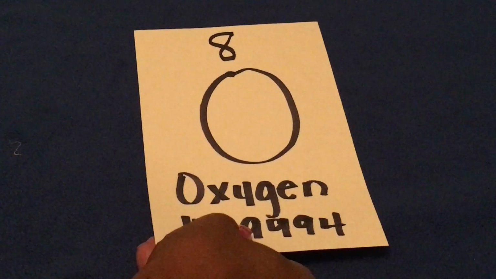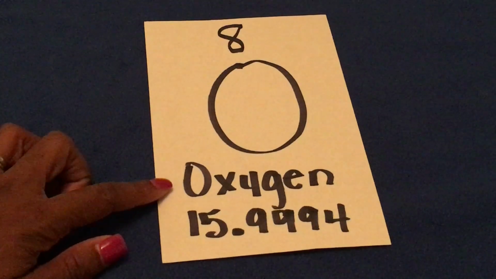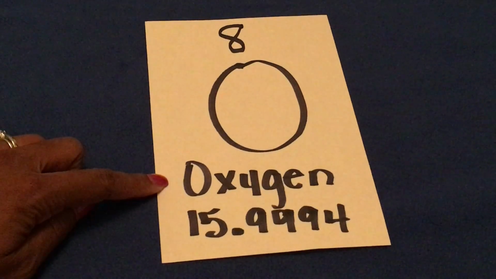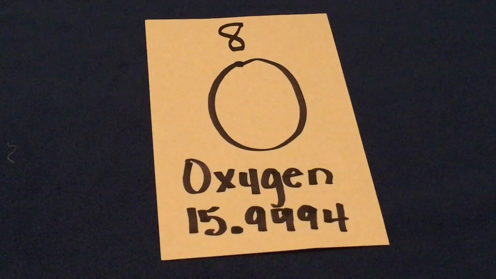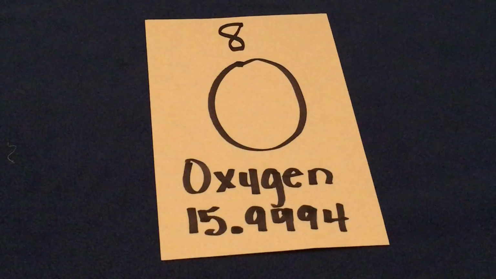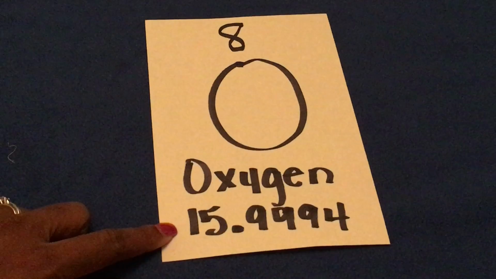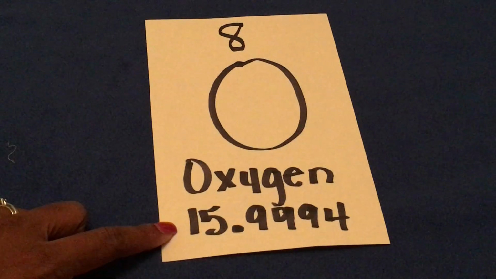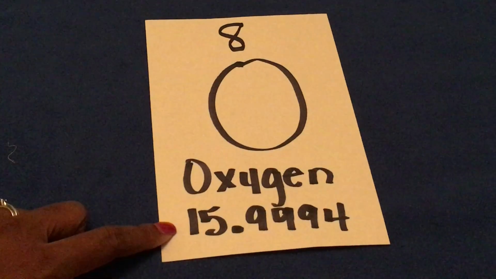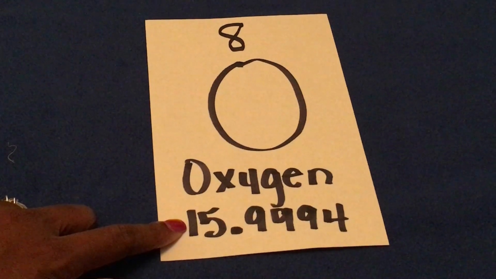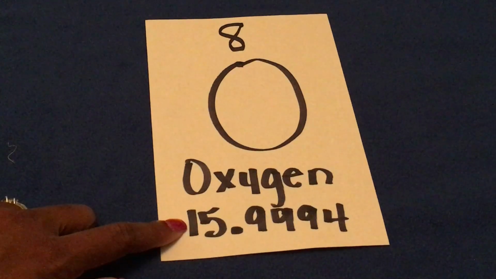So if we look back at this, our O represents our symbol. Okay, so O is the symbol for oxygen. And this 15.9994, this is going to be our mass number or atomic mass, or you could call it atomic weight. And this is the number of, can you remember? Yes, the number of protons and neutrons. So this is the weight of the nucleus of an atom.